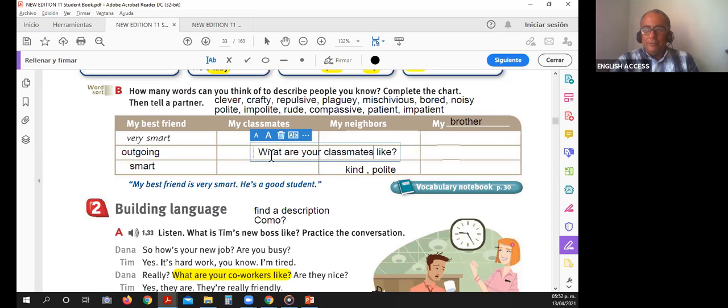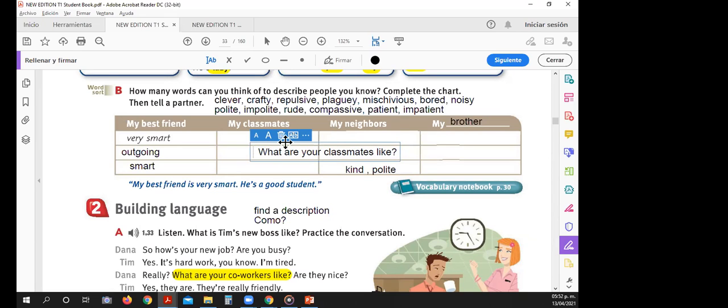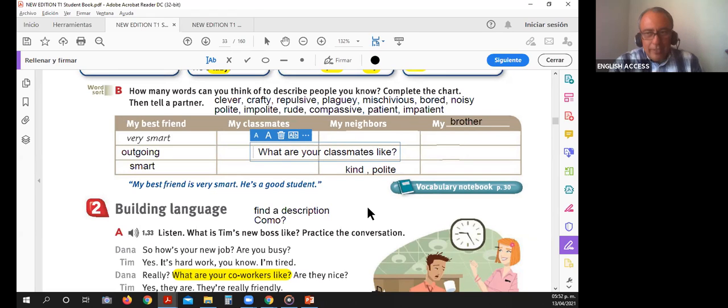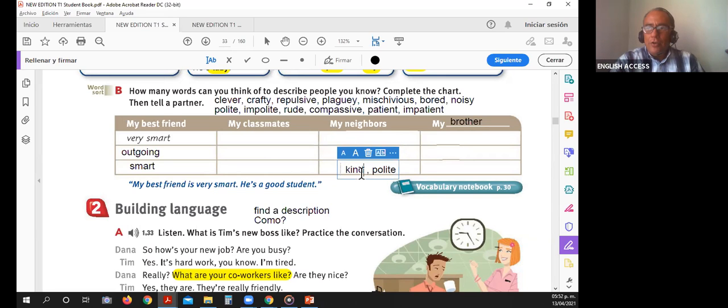Fátima, aquí está. They are friendly. So here the question is to describe the personality of the people we are asking. I don't know if this is clear for you. Is it clear? Did you understand?